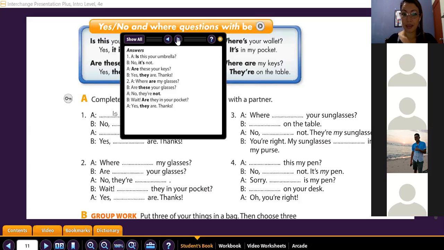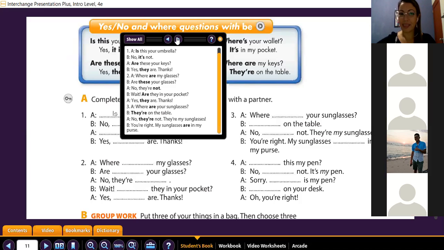And where are your sunglasses? They are on the table. No, they are not. They are my sunglasses. You are right. My sunglasses are in my purse. Excellent, excellent job. You have the correct answers.